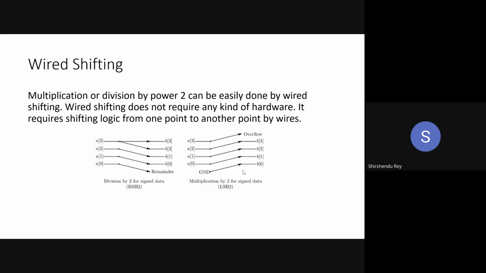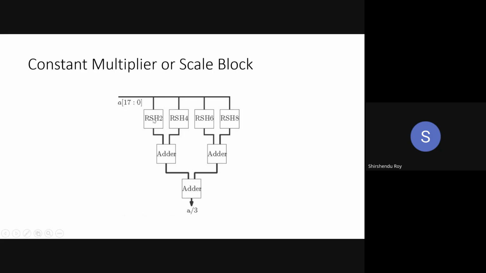Okay. So now we have to make some blocks like right shifting by 2, right shifting by 4, right shifting by 6, and right shifting by 8. Now, because I have prepared this block for 9-bit precision, that's why I kept here RSH 8. But if you are using 10-bit precision, you have to keep another block, RSH 10.